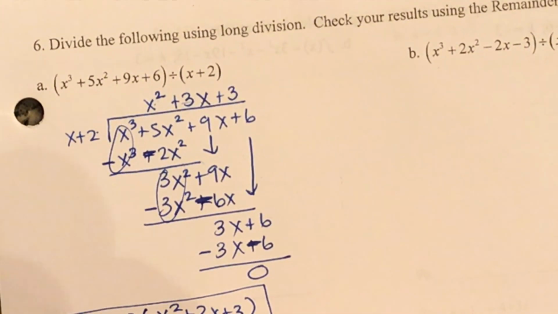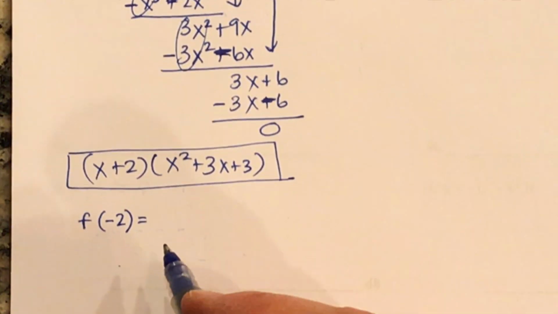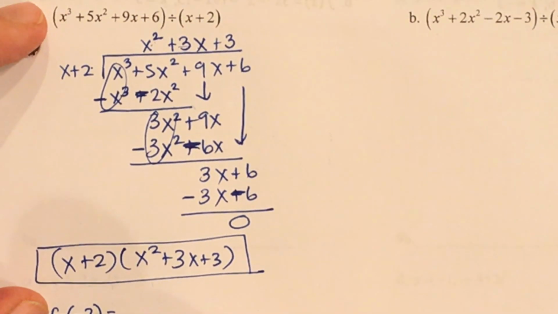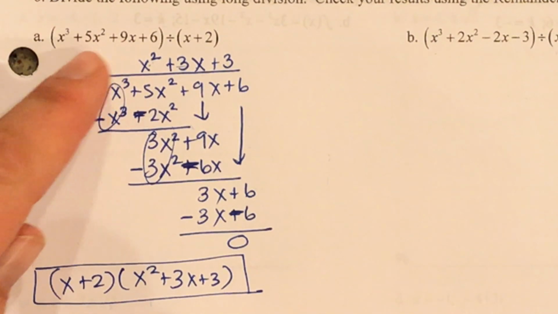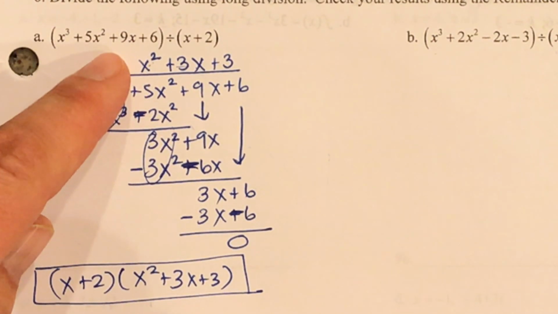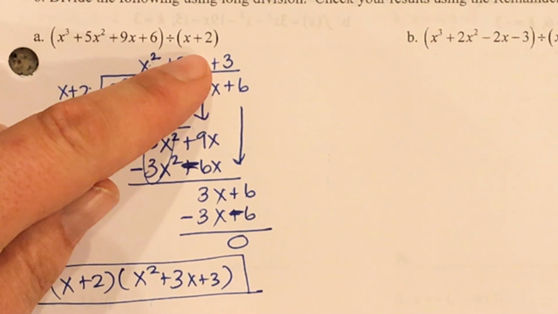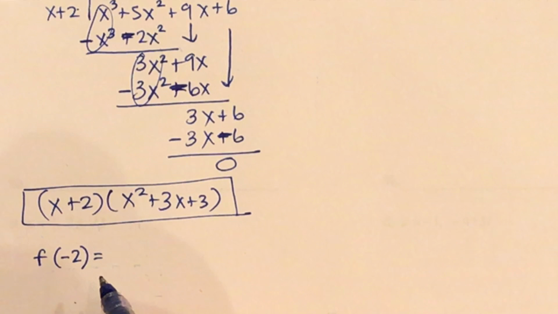Use the remainder theorem. When I use f of negative 2, I'm going to go up and grab the equation from my original, the x cubed plus 5x squared and so on. And then why did I use negative 2? Because that says x plus 2, and I need to make sure that I'm using the zero that goes with that. All right, so here we go.